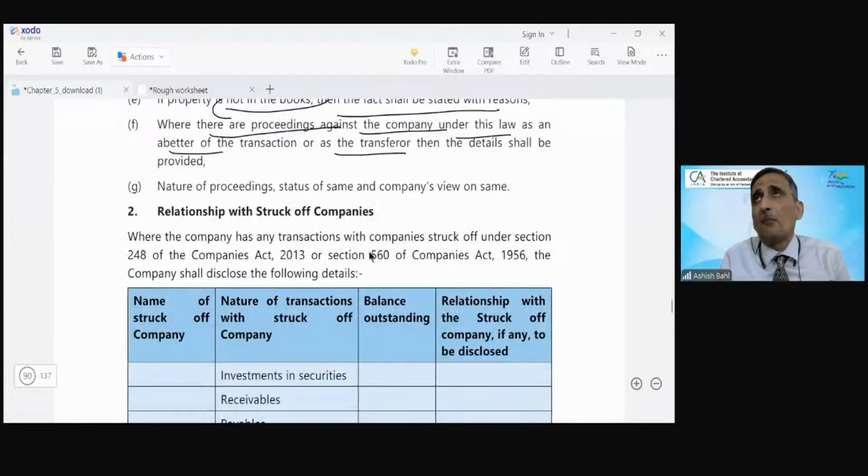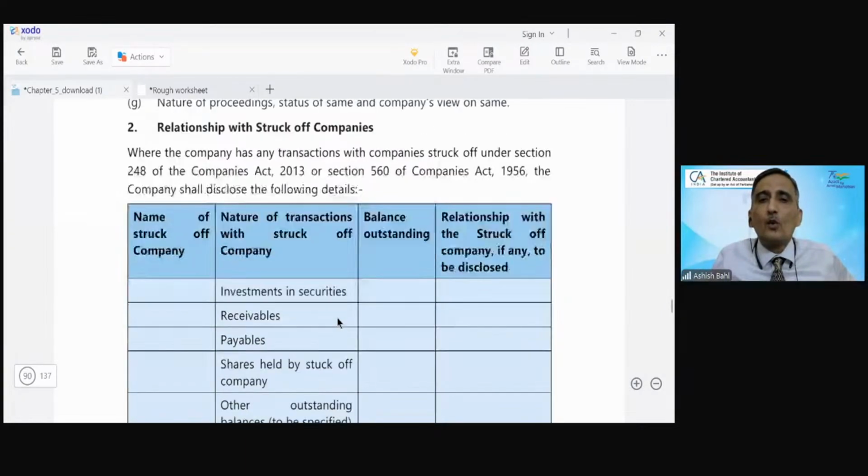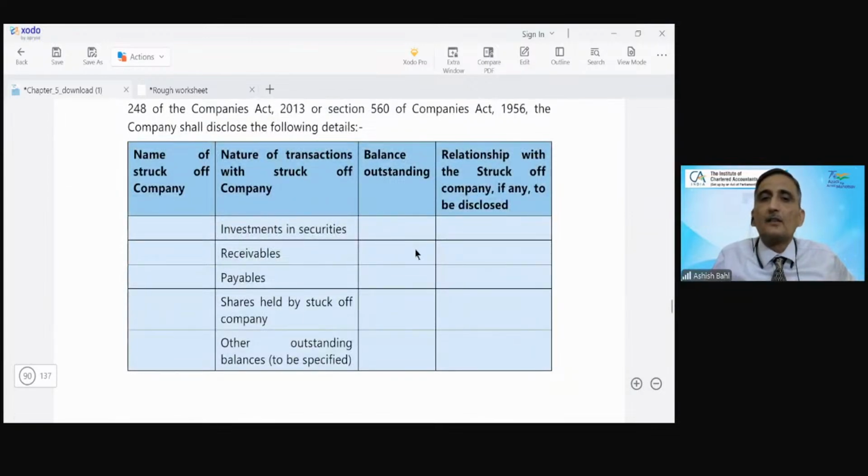And relationship with struck off companies. So there is a provision in Companies Act that the name of a company can be struck off by the registrar of companies under certain circumstances, under section 248 of the Companies Act. So if the name of the company has been struck off and there are some transactions with the company whose name has been struck off, then following disclosure requirement is there. Okay, so this disclosure requirement you have to remember. And nothing more than that.